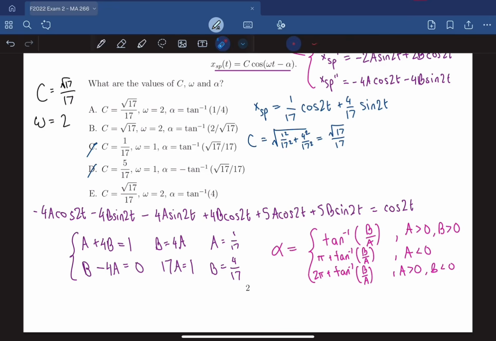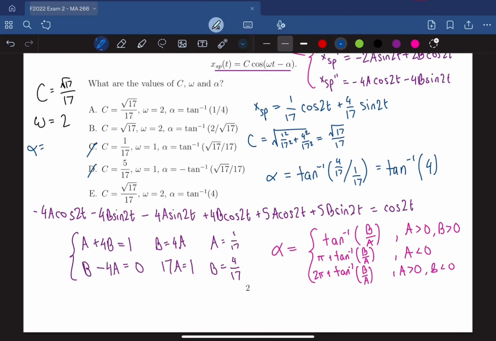So in this case, our a is positive and our b is positive. So we're going to use the first scenario. So alpha equals tan inverse of, in this case, b over a, which would be 4 over 17 over 1 over 17, which is the same as tan inverse of 4. Oh, we don't have to simplify that. So we're basically done.